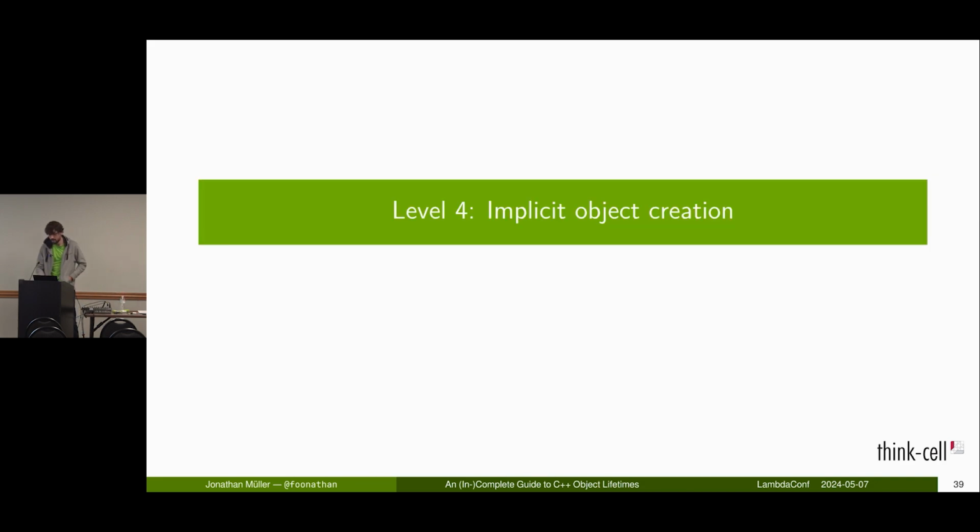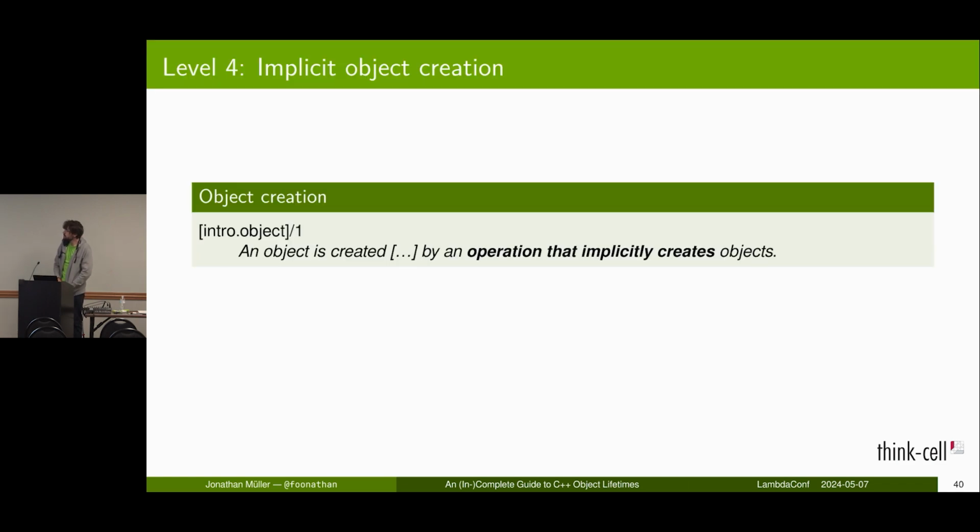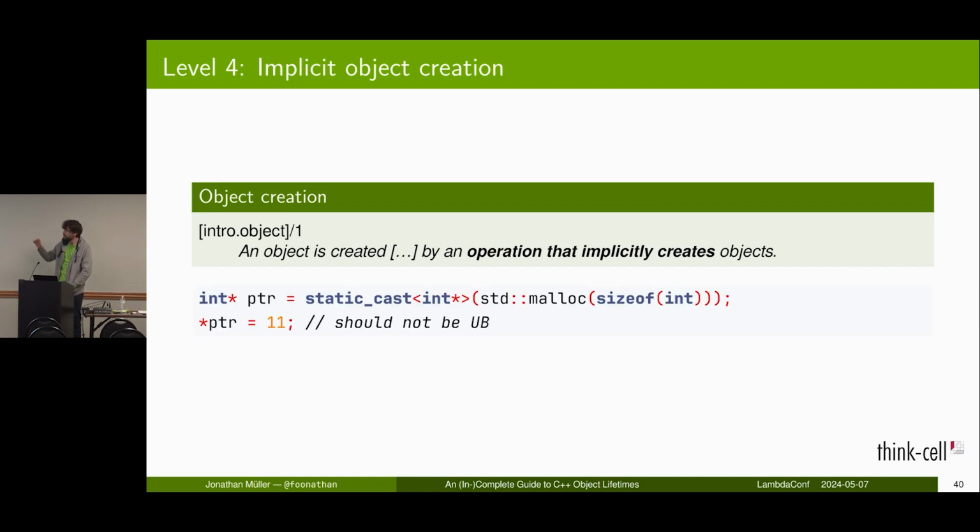Okay. So let's talk about implicit object creation. An object is created by an operation that implicitly creates objects. Great. What does it mean? The idea is the following C-like C++ code. We're using malloc to allocate an int, and then we're just using it. This should not be undefined behavior because this is sort of C-style code that people write.